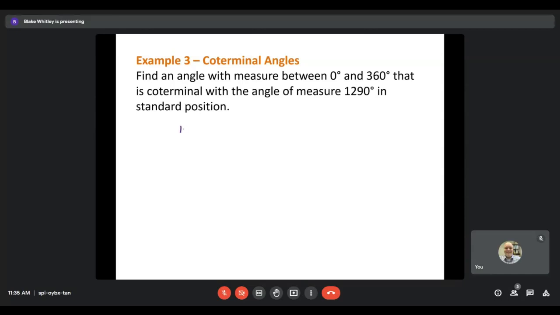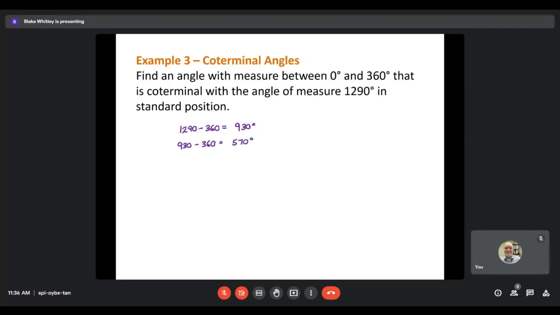So I'm going to take 1,290, and I'm going to subtract 360 degrees from that. Now, when I do that, that should give us 930 degrees. Now, notice that's still too large, which means we're actually going to need to go even further than that. So what I'm going to do next is subtract another full revolution. I'm going to take 930 degrees and subtract 360 degrees. And when I do that, that should give us 570 degrees.